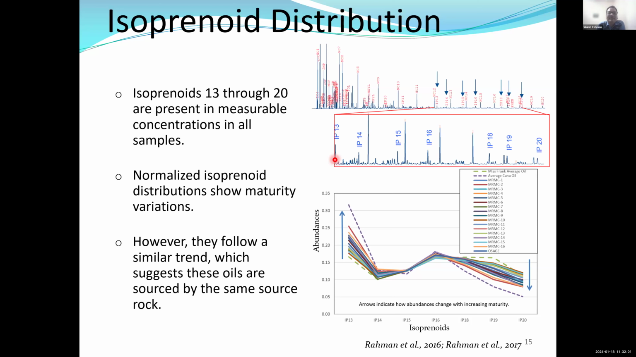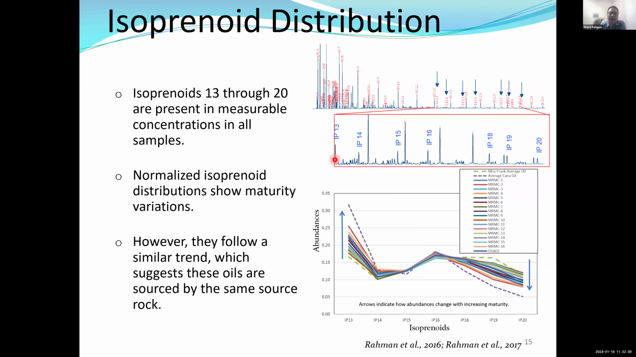So what do you see? All these arrows pointing downwards: IP13, IP14, IP15, up to IP20. Those are all isoprenoids, and isoprenoids are precursors of the biomarkers, so you can get them from the GC. When I expanded it, you can see all these peaks. I took this data and made a normalized ratio of all the oils. I averaged it in the Cana field, where I have probably hundreds of oils.